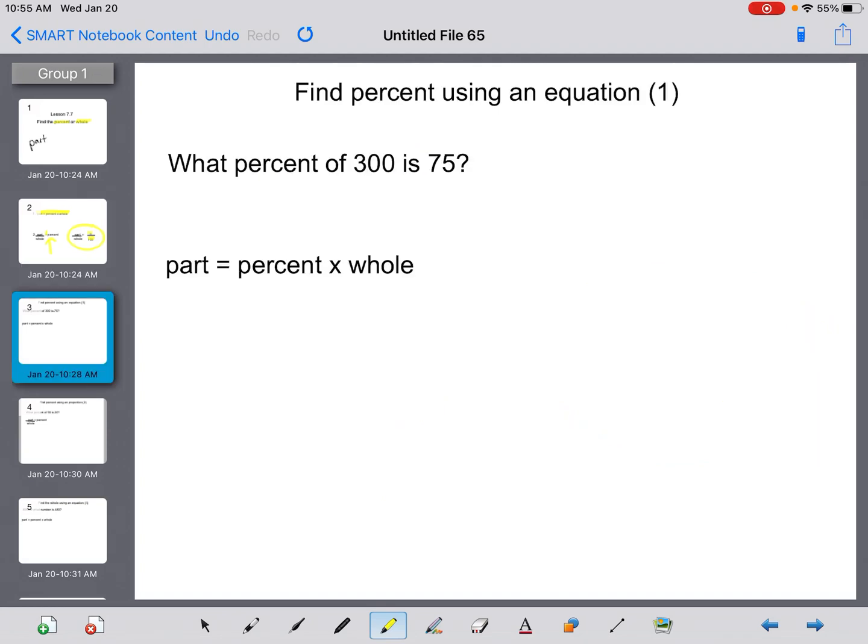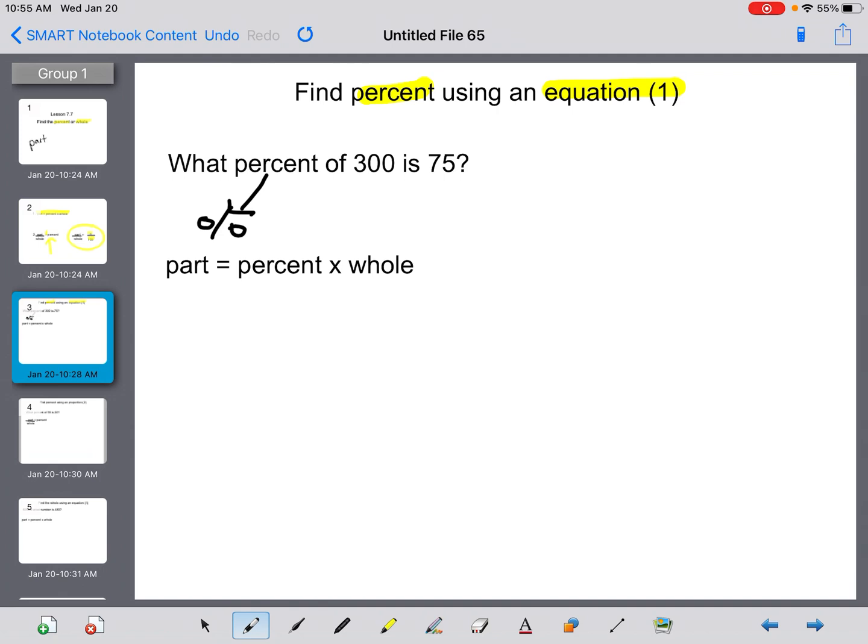So the first way is we're going to find percent using an equation. That's way number 1. So here we have a question. What percent of 300 is 75? Anytime you approach one of these questions, grade 7, it's very important for you to understand what you're trying to find and what each number represents. So obviously, when it asks what percent, that's pretty straightforward. We're trying to find the percent.